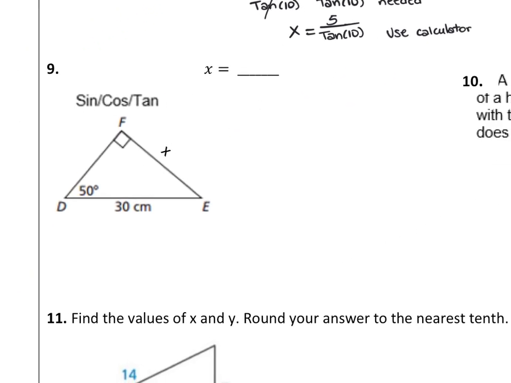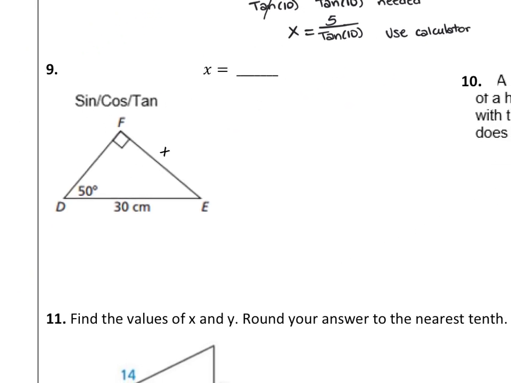Okay. Number 9 is the one we're going to do together. Which trig function do we want to use? We need to decide, compared to our reference angle, what information do I have? What information do I want? This side right here, labeled 30 centimeters, is that an opposite, adjacent, or hypotenuse? Hypotenuse. It is across from the 90-degree angle, which means it is my hypotenuse.